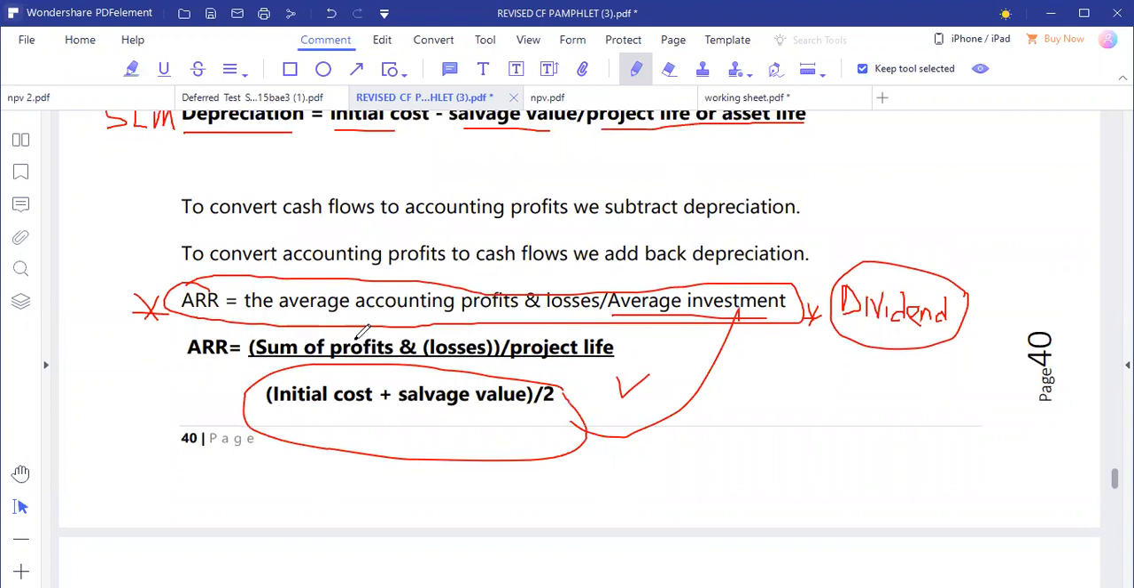Now this one is average accounting profit, where we are saying the sum of profits and losses divided by project life, to find the average accounting profit. If the project has 5 years, you divide by 5. Then average investment, you look at the initial cost of an investment where you invested in a building, plus the salvage value, which is the same as residual value, divided by 2.